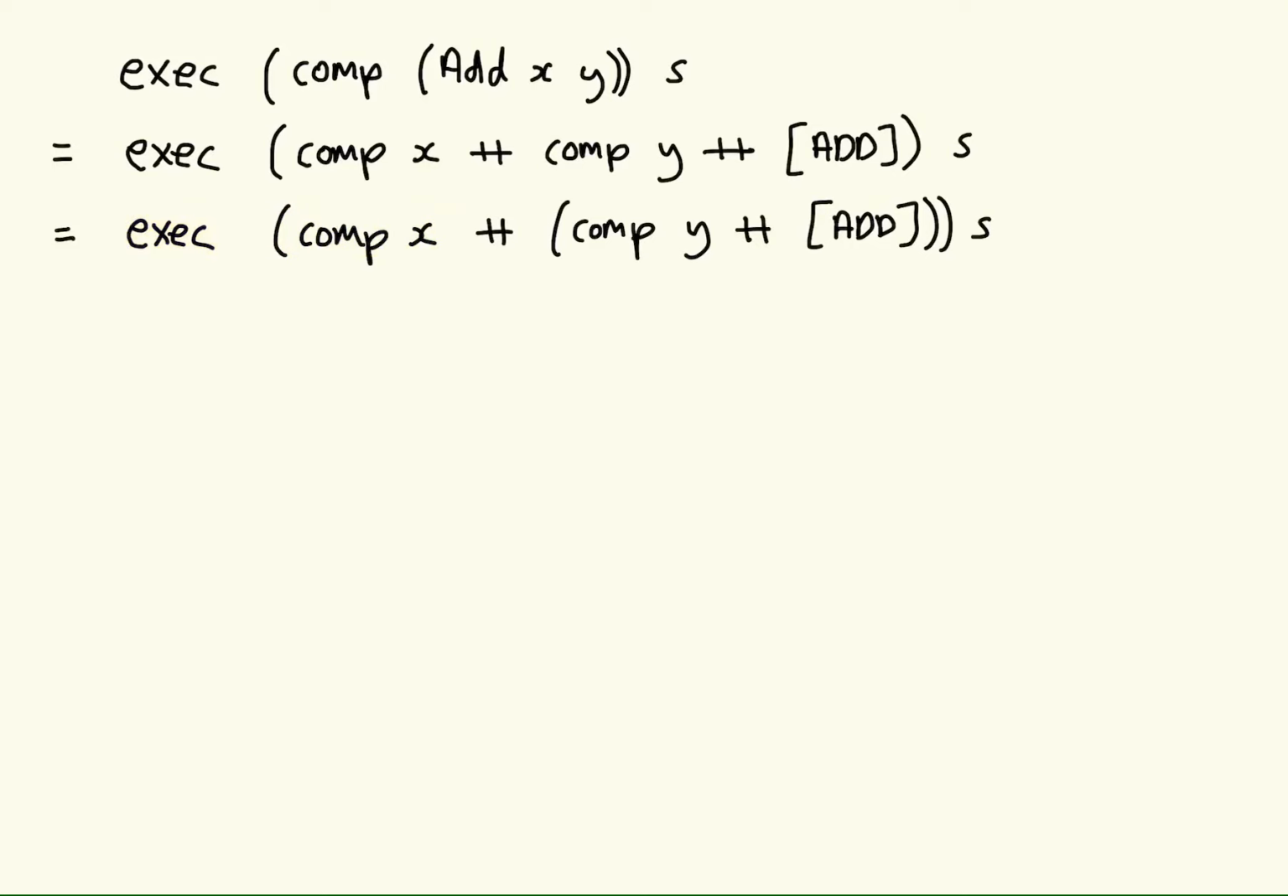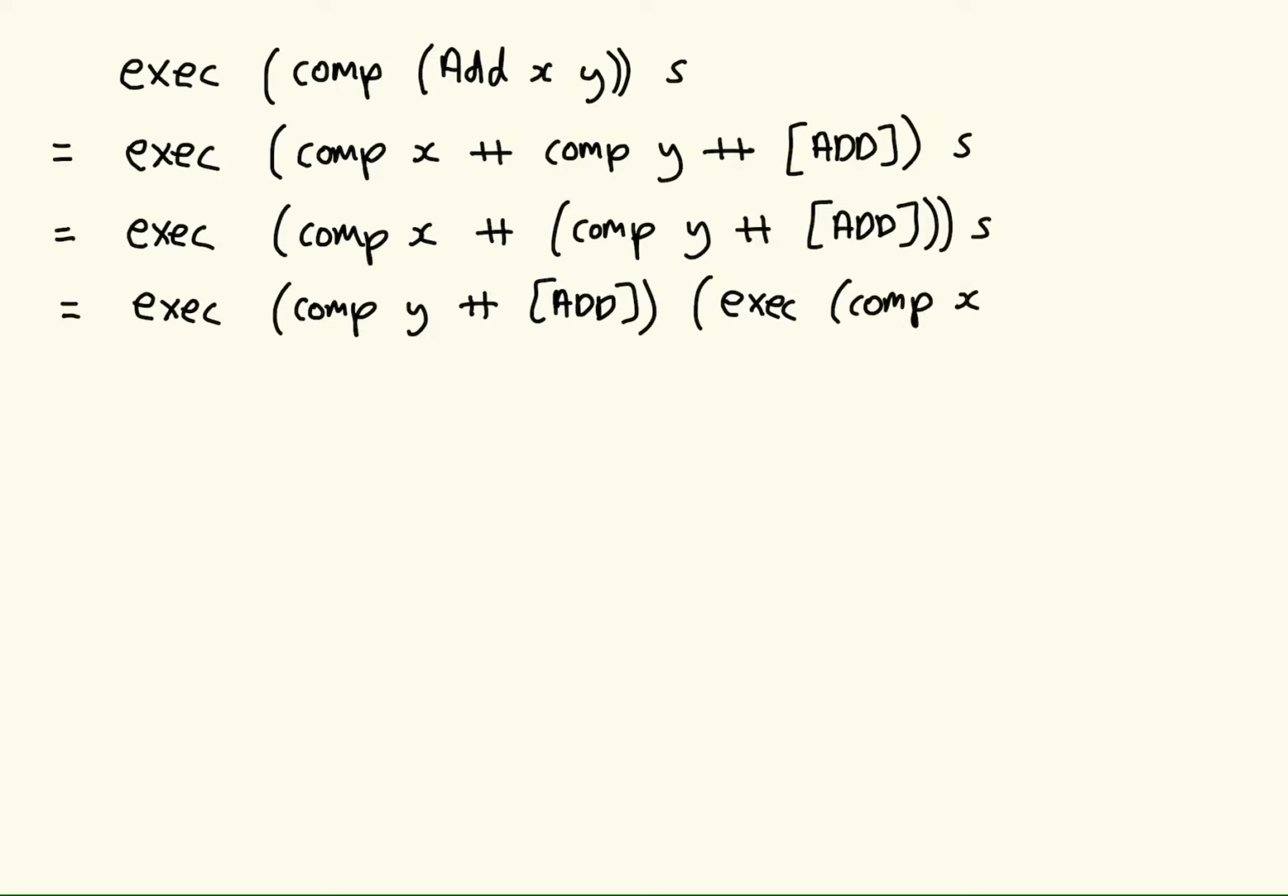So we know, using the lemma, that's going to be the same as executing the second piece of code, which is comp y plus plus add, in the stack that results from executing the first piece of code. So we've got execute comp x and then s. Make sure you understand exactly what's going on here. This is the second piece of code. So we execute the second piece of code in the stack that results from executing the first piece of code, which is comp x. So we're just applying the lemma here.